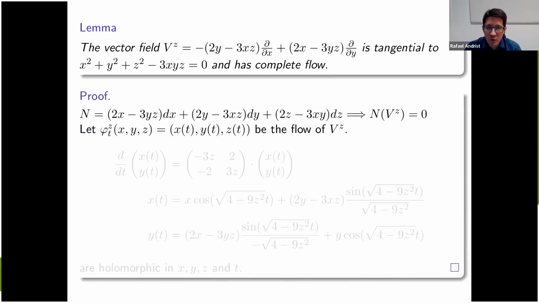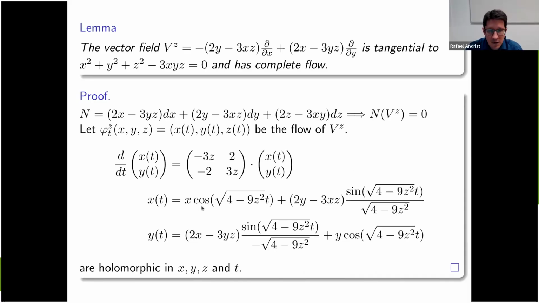And now we have to compute the flow. And I'm saying this flow is complete. That means the flow time exists for all complex numbers. Okay, so if we look at this equation, z is not changing. So we have this system of equations, which is actually, if you fix z, a linear system. So you can just use first year math to find the solution. And here is the solution. All right, so I can write it using some sine and some cosine.